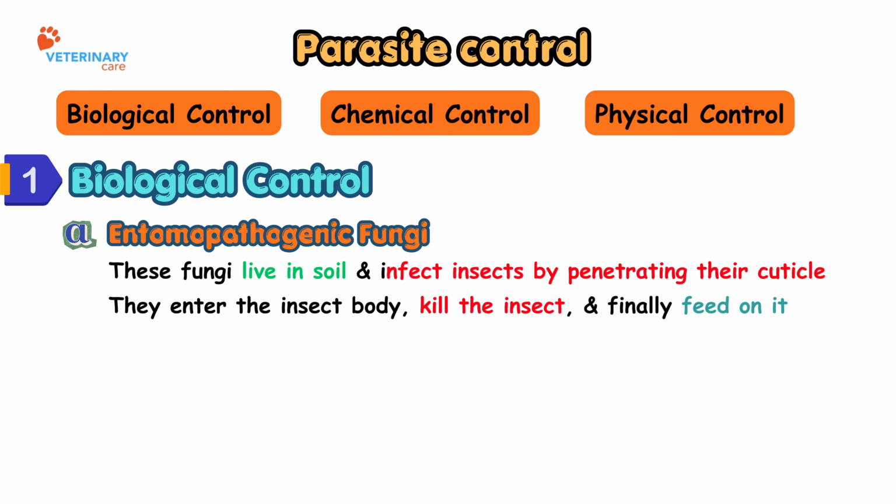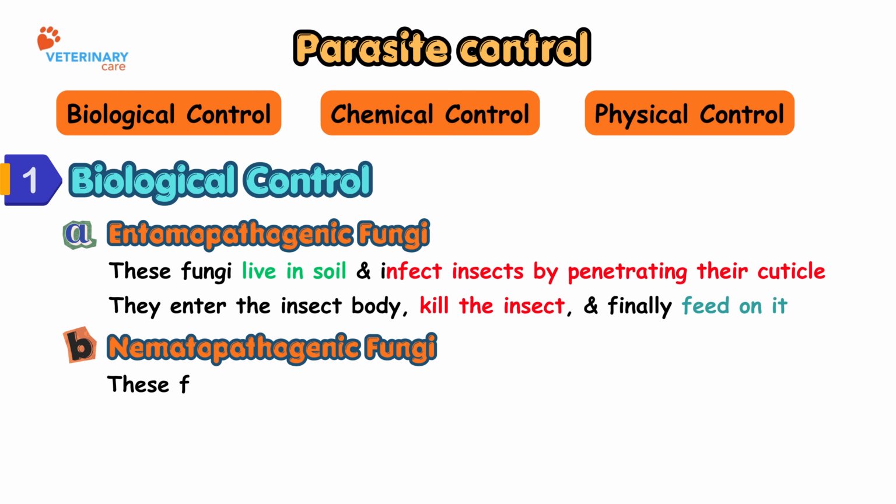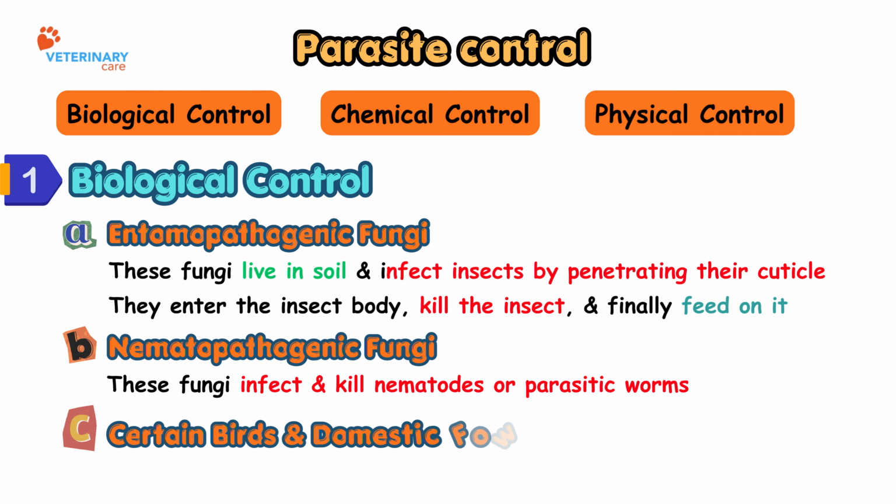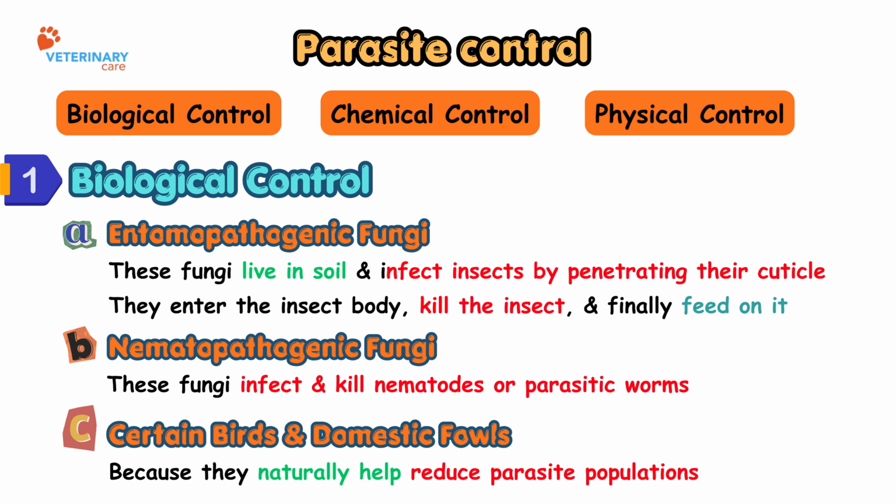Another biological method uses nematopathogenic fungi. These fungi infect and kill nematodes or parasitic worms. Certain birds and domestic fowls are also used in biological control because they naturally help reduce parasite populations.